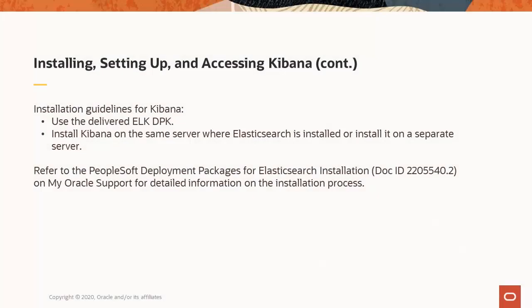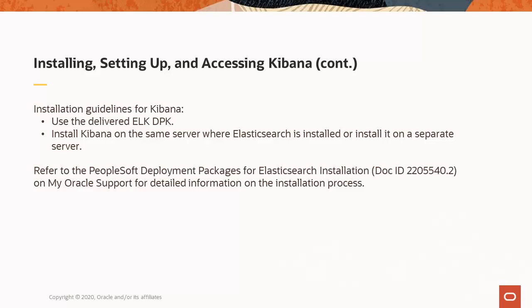Use the following installation guidelines for Kibana. Use the delivered ELK DPK to install Kibana. Kibana is delivered as part of ELK DPK because a security module is built into it. Do not install Kibana from the elastic.co website.